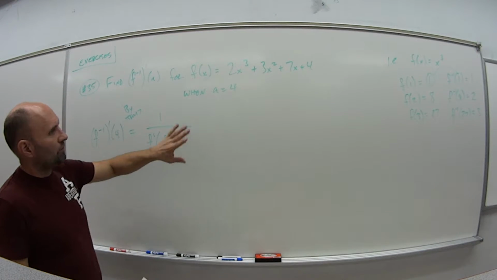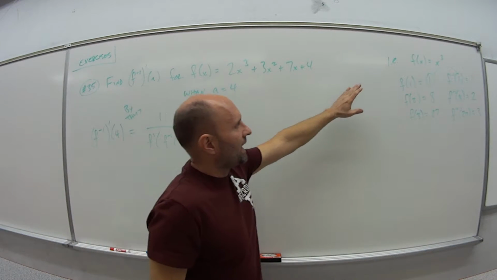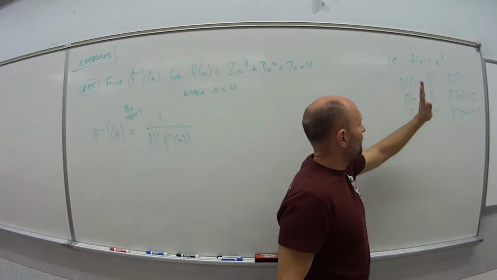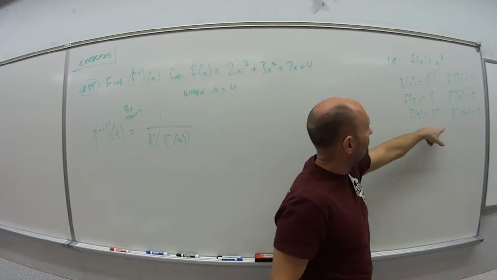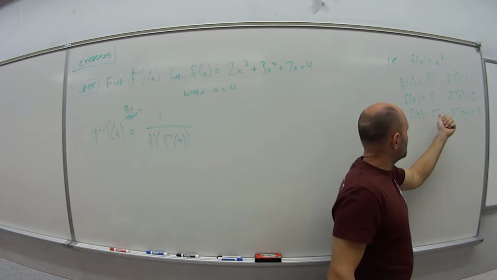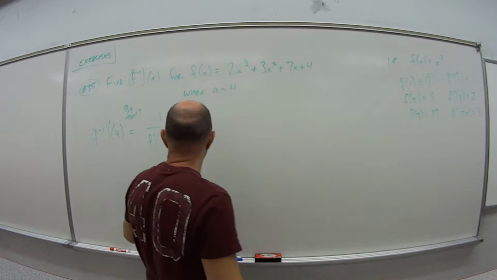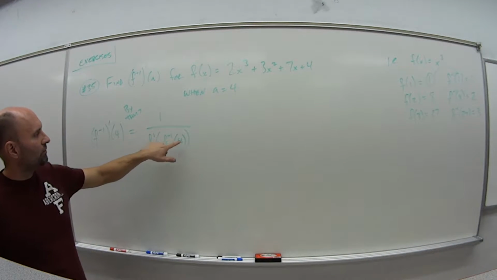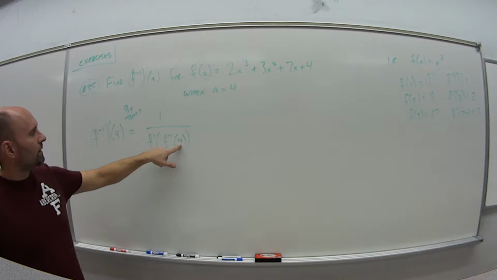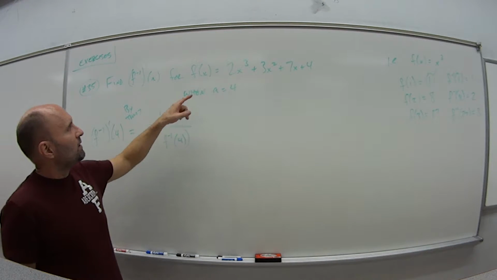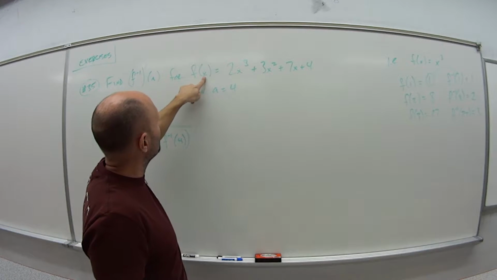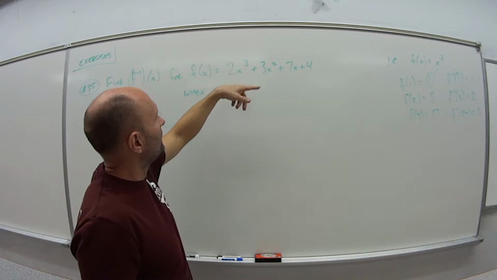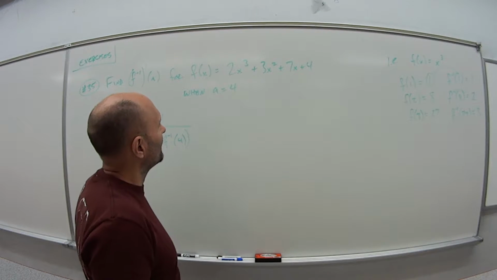So hopefully that makes sense. If I have the function, I plug in some value, whatever the function kicks out, that's the same as the inverse function at that value. So this one here, f inverse of 4, just says what value do I have to plug into the original function, f of x, in order to get 4 as my final answer.